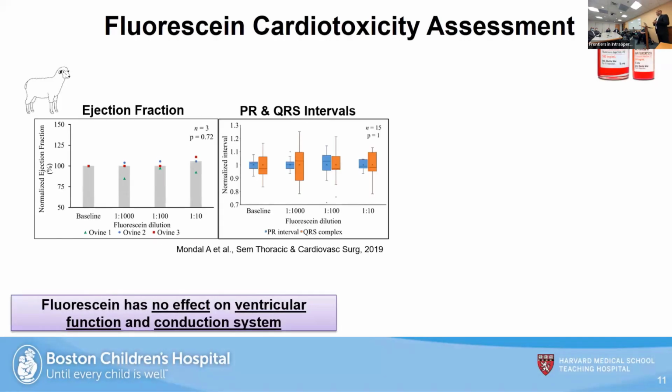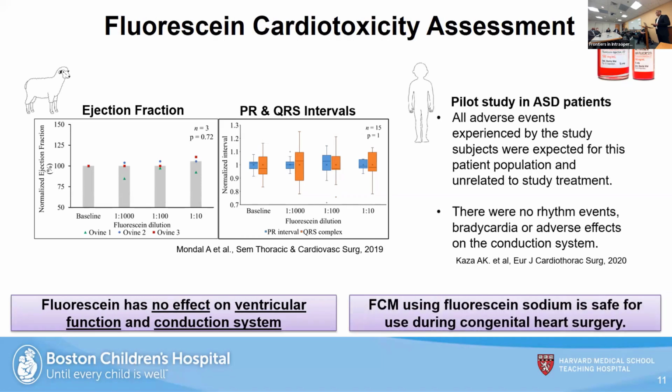Next, coming to the fluorescein, since we are using a dye with this imaging system, it was important to assess the cardiotoxicity of this dye. Our initial studies were done on sheep, where we applied different dilutions of the dye on the beating ovine heart and recorded the EKG and the ejection fractions. We did not see any significant variation in the ejection fractions or the PR and QRS intervals, indicating that fluorescein had no effect on the ventricular function or the conduction system.